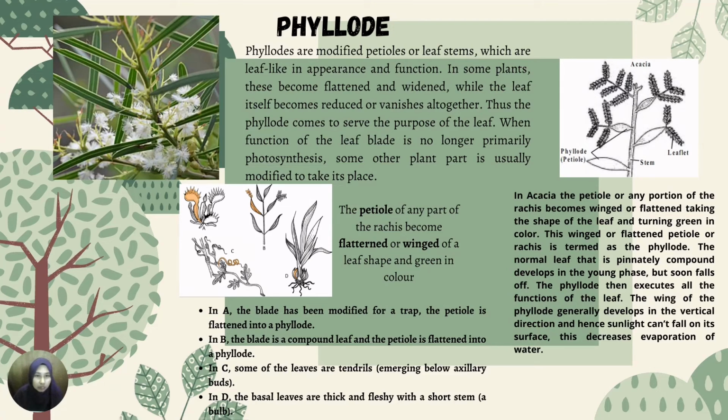Okay, the petiole or any part of the leaf becomes flattened or in the shape of a leaf and green in color.